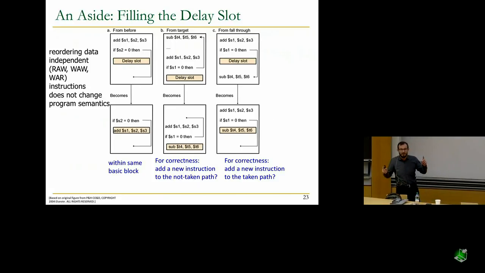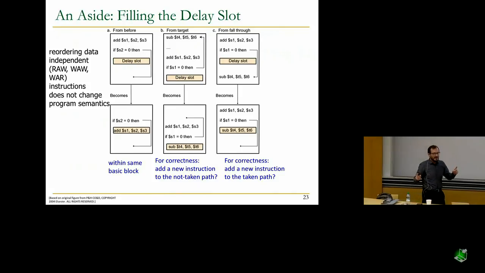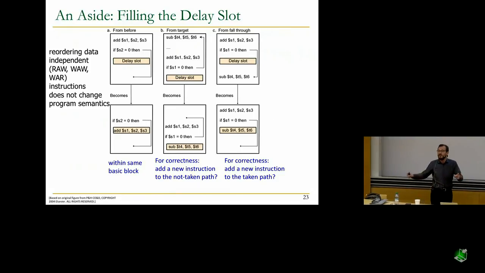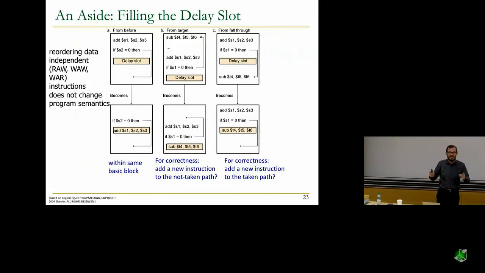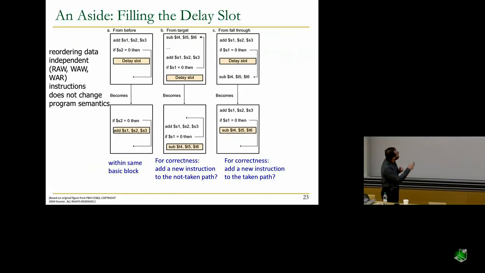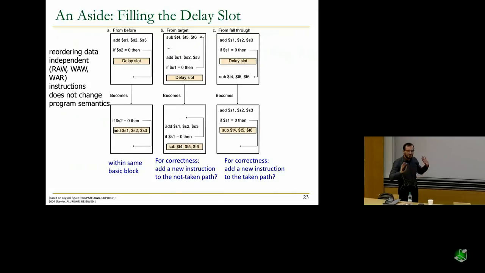A basic block is a block of instructions. When you enter it, it gets executed until the end, unless there are exceptions, which means that no control flow change can happen within the basic block. It's a sequential set of instructions without any branches. It starts with a branch target. It ends with a branch. So if the movement is within the basic block, that's not bad.